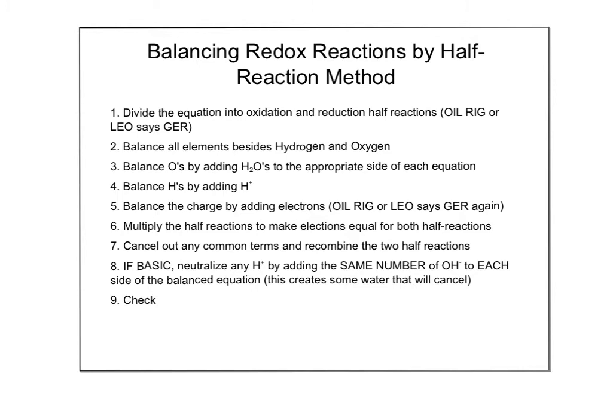Okay, if it is basic, so most of the time you're going to have acidic solution, which is why we can add H plus and waters. But if it is basic, you're going to do everything the same, but we have a small tweak, which means at the end we're going to add hydroxides, because if there's any H plus floating around in any capacity, those will combine with OH minus to make water. I will show you how to do this before the end of this video. And then you just double check your answers, make sure everything looks balanced.